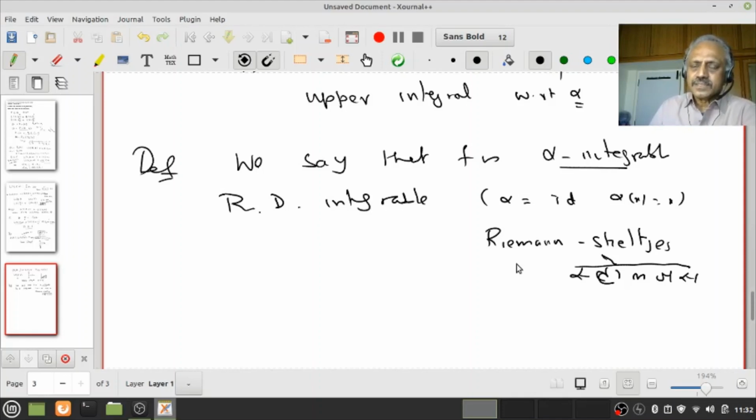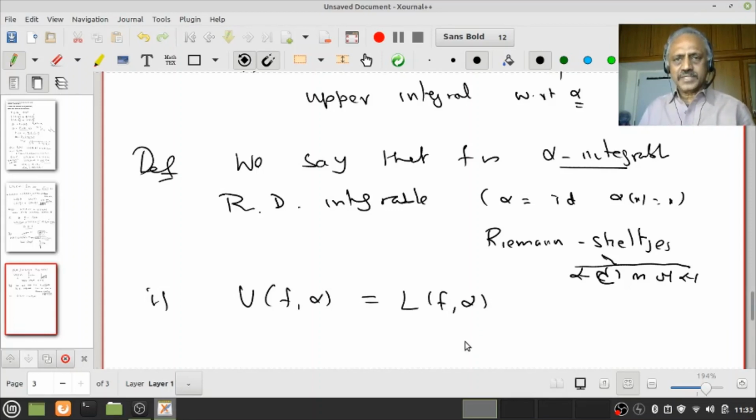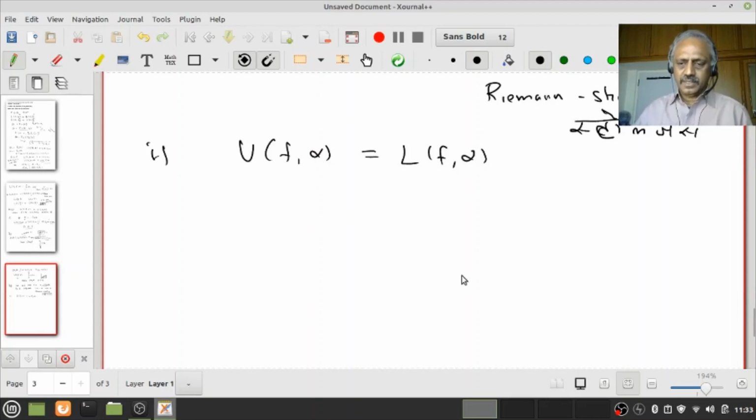So we say f is integrable if U(f, alpha) equals L(f, alpha). That means I had approximated the area from below as well as from above when alpha is the identity function, but using the same intuition we say this for even alpha integrability. Is that clear to all of you? Sure? Okay, pause, review, proceed.